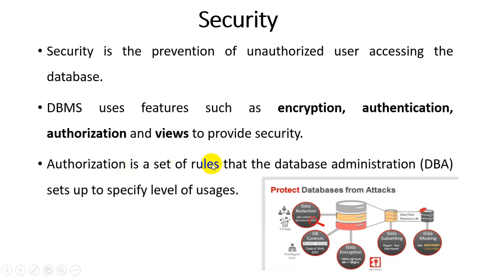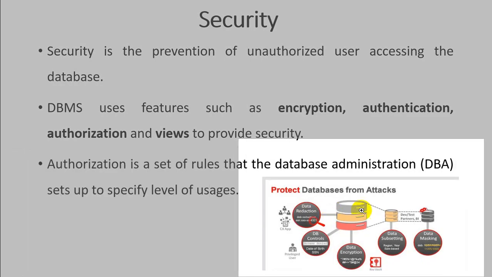Authorization is a set of rules that the database administrator, or DBA, sets up to specify the level of users. Otherwise, if someone stores particular data, it could be accessed from anywhere and at any time. But a particular user can access only his or her personal information. We do not provide complete access. This is known as authorization. Let's see an example.